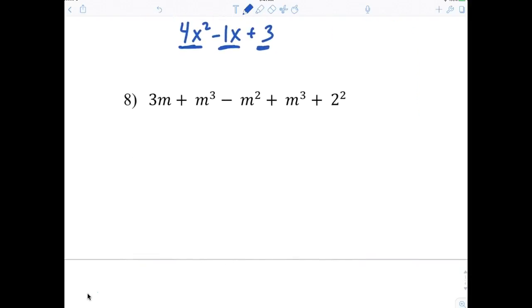Start with the largest exponent. Carly, so would you do m cubed plus m cubed? That's correct. And how many of those do you have then? 2. That's correct, kiddo.